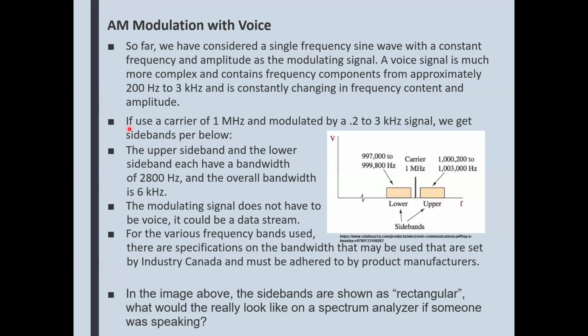That's what happens if you use a carrier of 1 megahertz modulated by a 0.2 to 3 kilohertz signal. We get sidebands as below, and the sideband goes from here to here. So that's basically what that thing says. The modulating signal does not have to be voice. It could be a data stream.